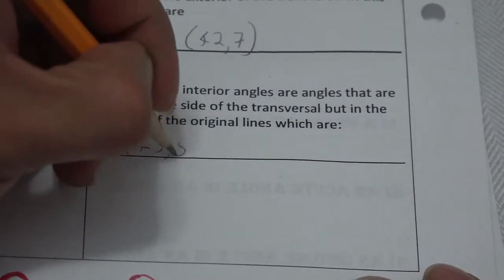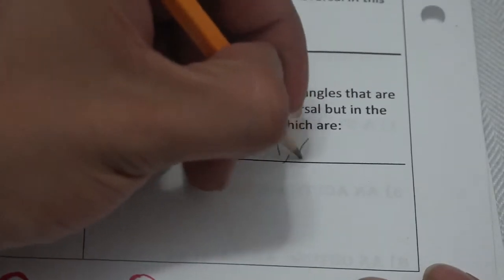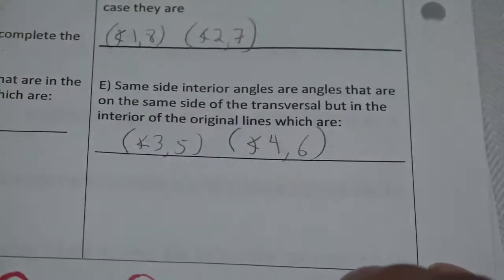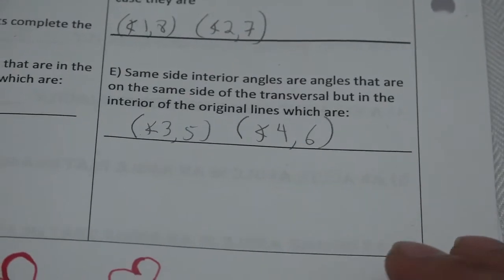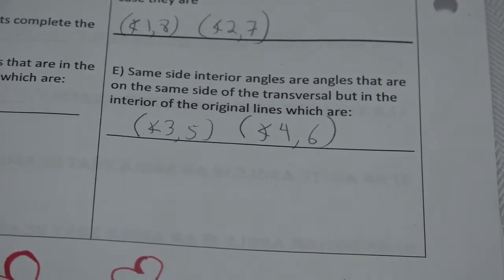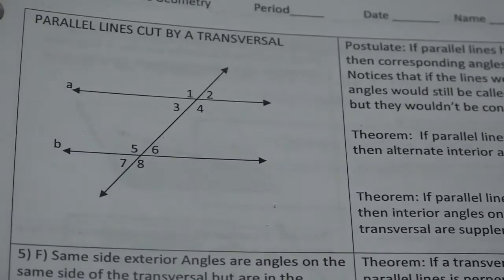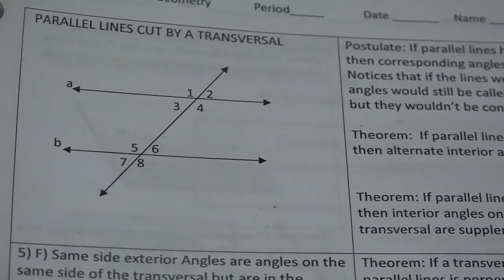Angle 3 and 5 and angle 4 and 6. That's exactly what it is. Okay? Cool then. Let's move on. So once again, I have the same diagram on the other page. And now we're going to look at what else?